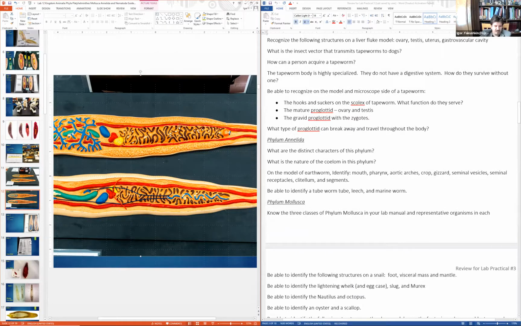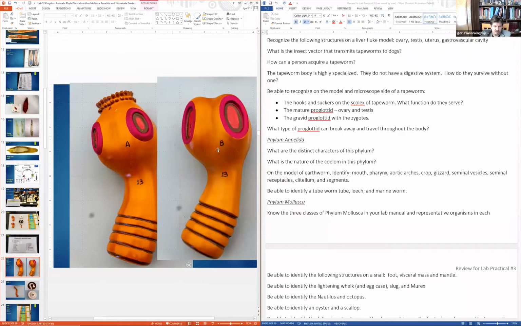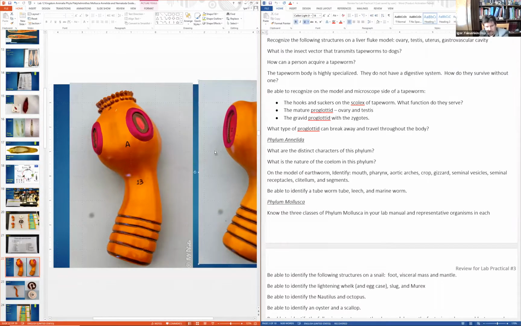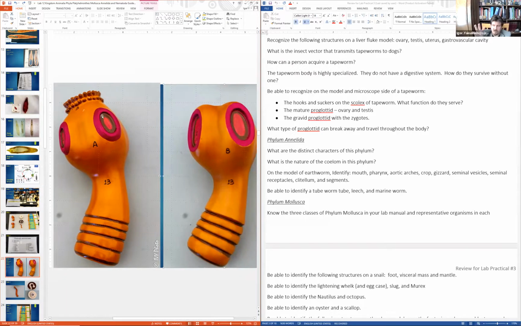Be able to recognize the hooks and the suckers. So here we go. This is the scolex, the head, so to speak. Here we have a bunch of hooks, and here we have the suckers. They are sucking onto the intestinal wall. Why? Not to be removed, because the intestinal wall is slippery, so they can slip out, and then the movement of the digestive tract can get them out. So this is why they need to attach, so they will not slip out.